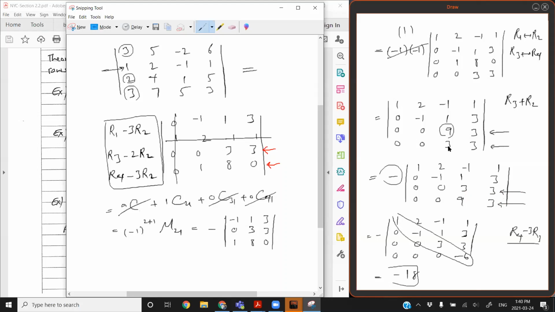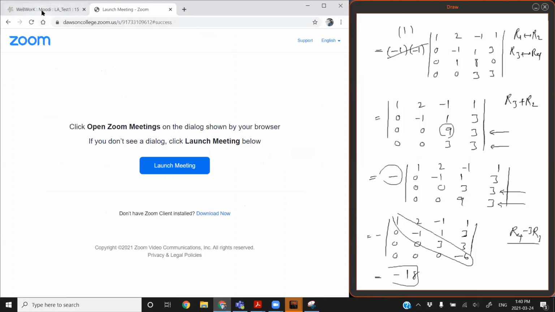Okay. So let's just take a look at one of the exercises that we did from 2.1.